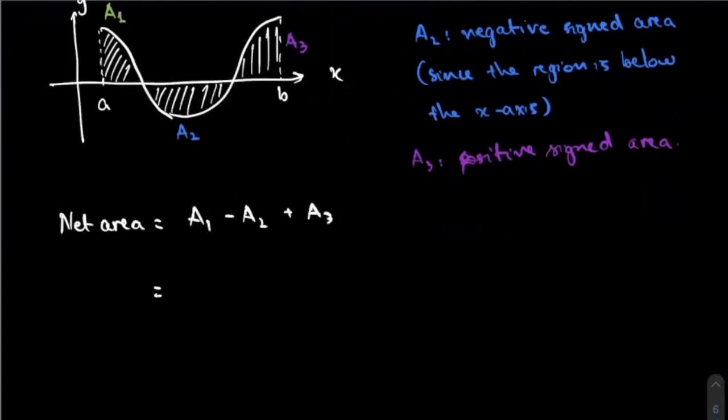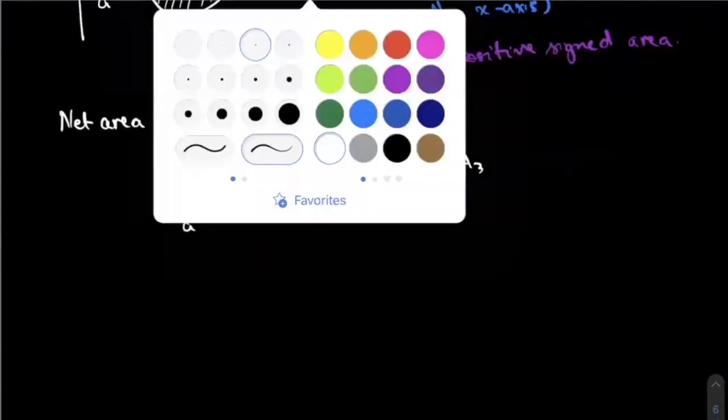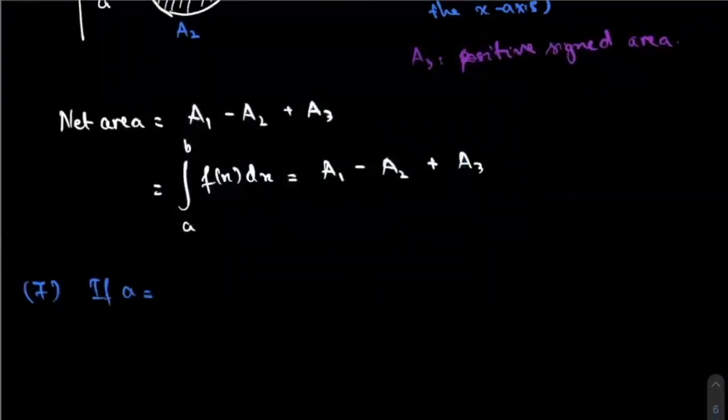Because you want to evaluate the integral from a to b of f of x dx. A1 is a positive area, minus A2 because it's the negative area, plus A3. Once again, it's the positive area. And one last property: if a is equal to b, then delta x is equal to 0.